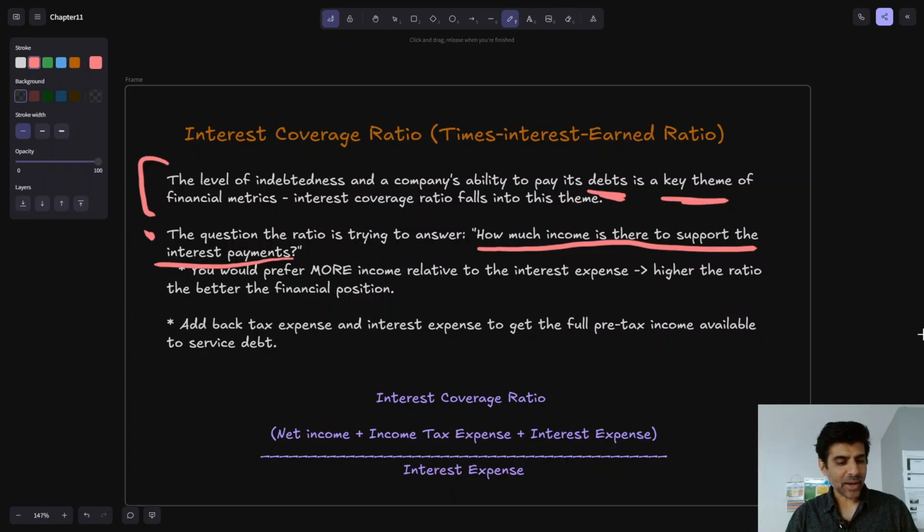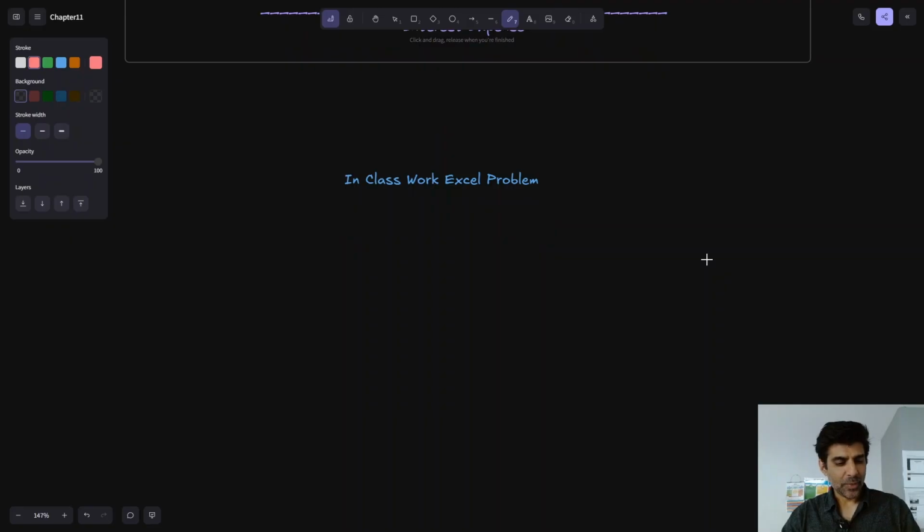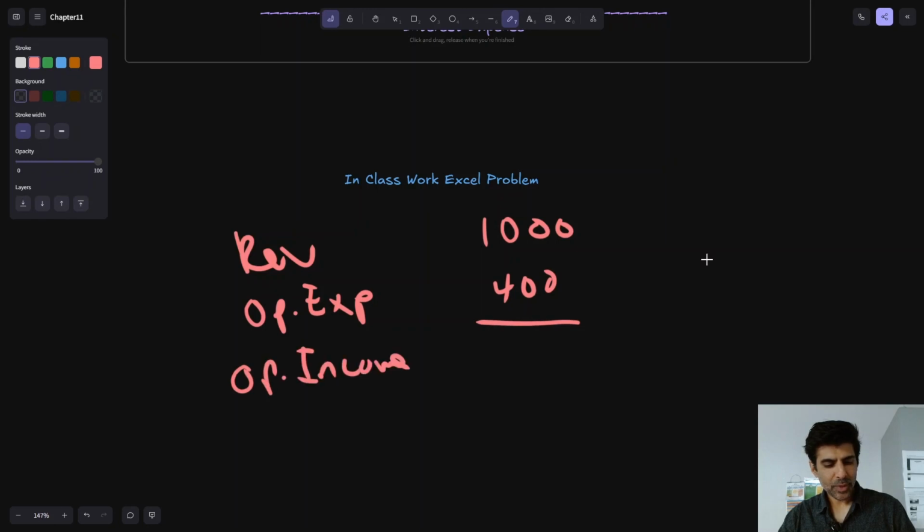Now you're going to add back certain things. You're going to start with net income. You can see here, but you're adding back tax and you're adding back interest expense because you can think about it like this. You're going to have your revenues. You're going to have your operating expenses. Okay, so let's say this is 1,000. This is 400. That means your operating income is 600. This is how much your business generates.